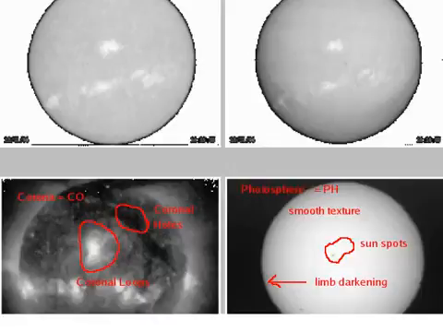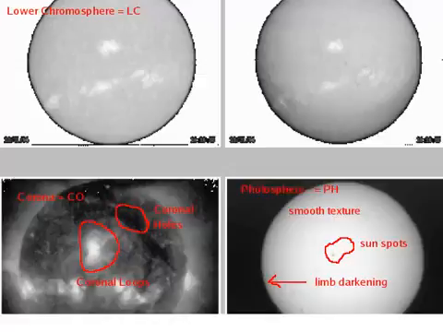Okay, and then if we go to the upper left image, that's the lower chromosphere, and you can abbreviate that as LC. What you can best see is that it has an overall grainy texture.